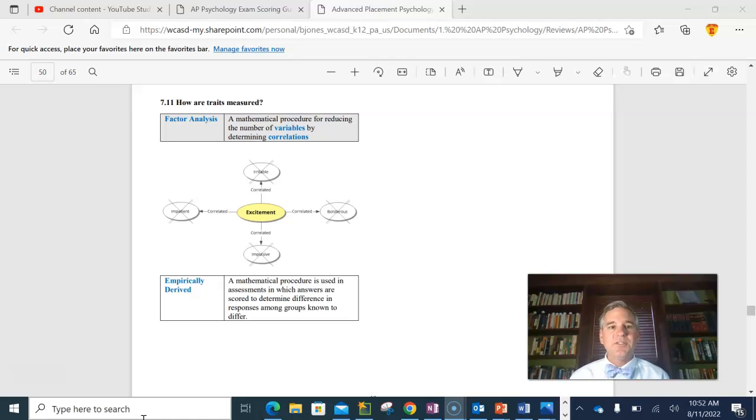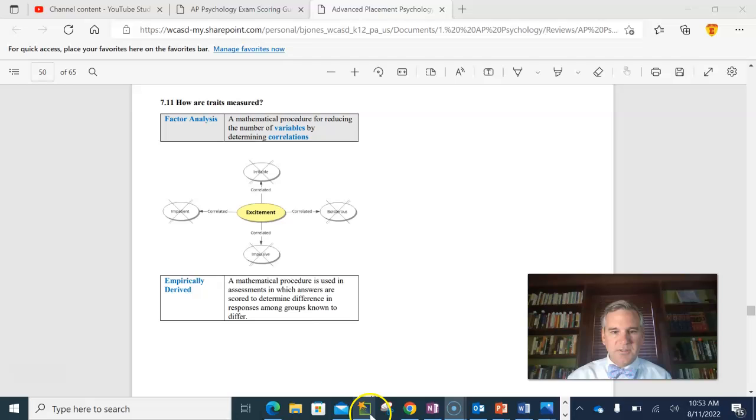Well, this is perfect to use for traits. So what they did is they assessed a number of different people on a number of different traits, and then they looked to see, did any of those personality traits correlate strongly with other traits? And then if they did, they could eliminate some of them.